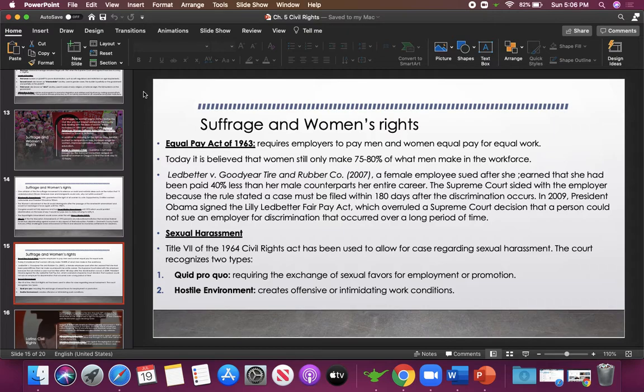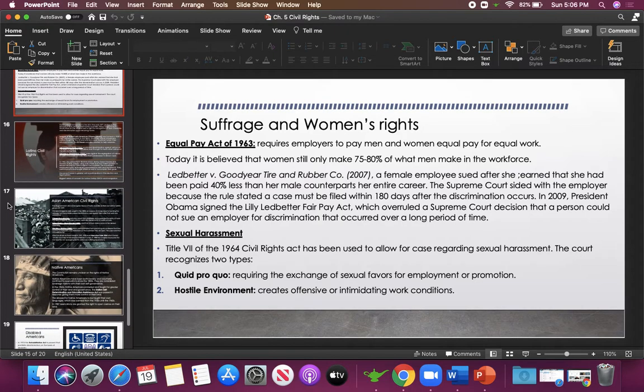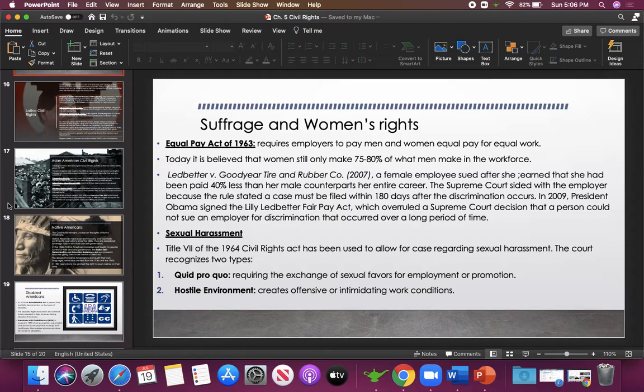Title VII deals with sexual harassment. Title VII of the 1964 Civil Rights Act allows for cases regarding sexual harassment and recognizes two types of sexual harassment. One is quid pro quo. This is the most common, which is quid pro quo essentially means this for that. So you do this for me, I'll do that for you. So essentially implying that you'll get a job or a promotion in exchange for sexual favors. That's quid pro quo sexual harassment.